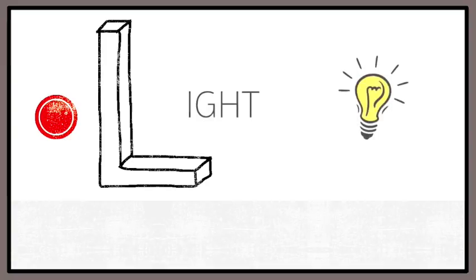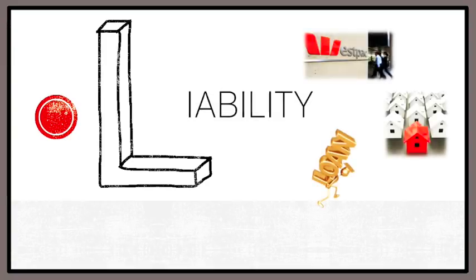L. Well, it's not light, so it must be liability. A liability is a company's debts or present obligations that are owed and must be paid. They will require the sacrifice of economic resources at a future date. Some examples include notes payable, tax liabilities, and provisions.